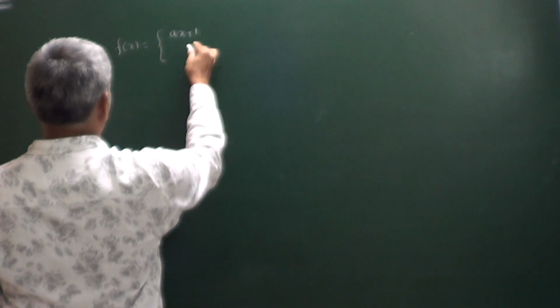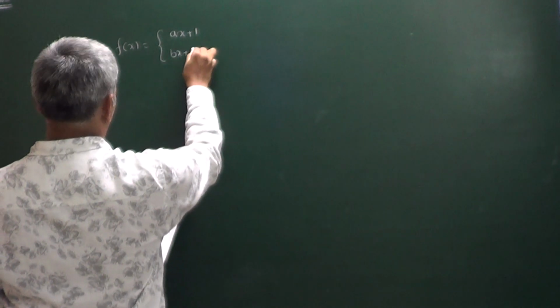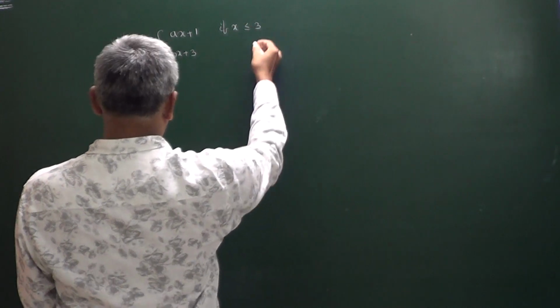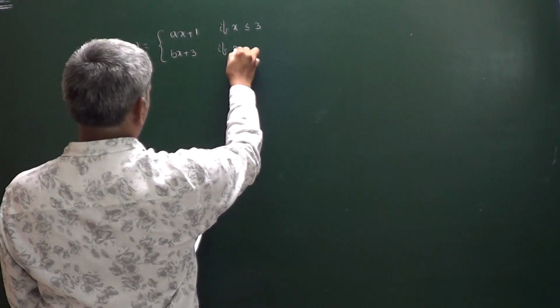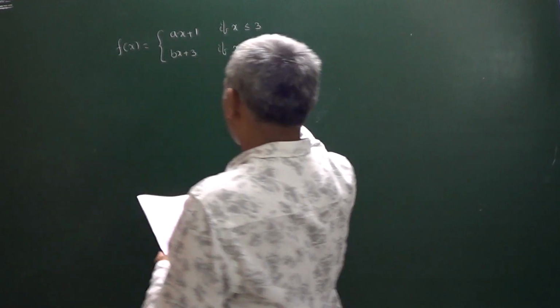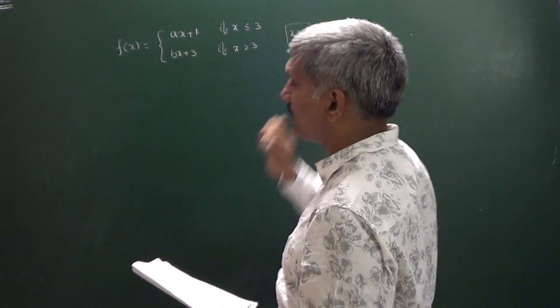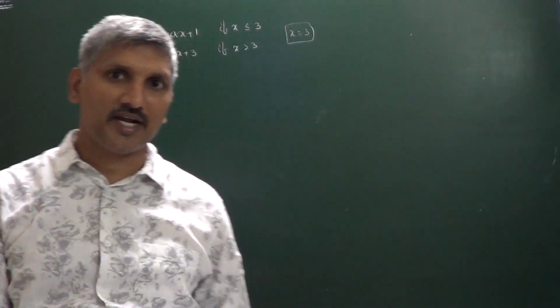Now see this question. f(x) equals ax + 1 when x is less than or equal to 3, and bx + 3 when x is greater than 3. The function is continuous at x equals 3. Then it is asking for the relationship between a and b.